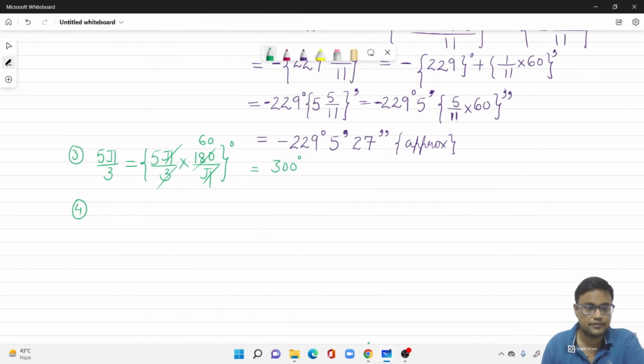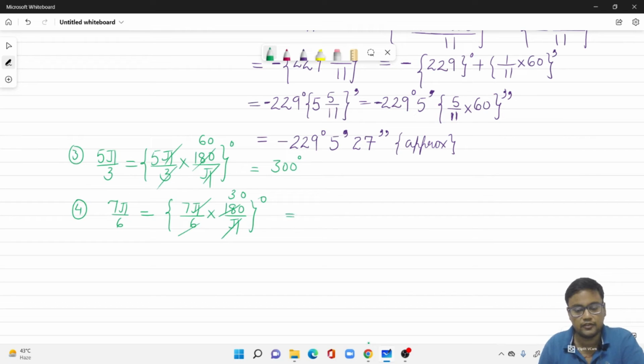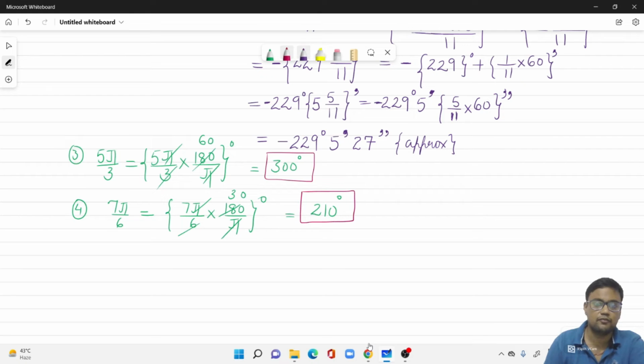Seven pi by 6. Nothing extraordinary needs to be done over here. You have to just multiply this value by 180 by pi degrees. Pi cancels with pi, 6 again 30 times, so the result is 210 degrees. This is how the conversions can be swiftly done without any problems. Question number 3.